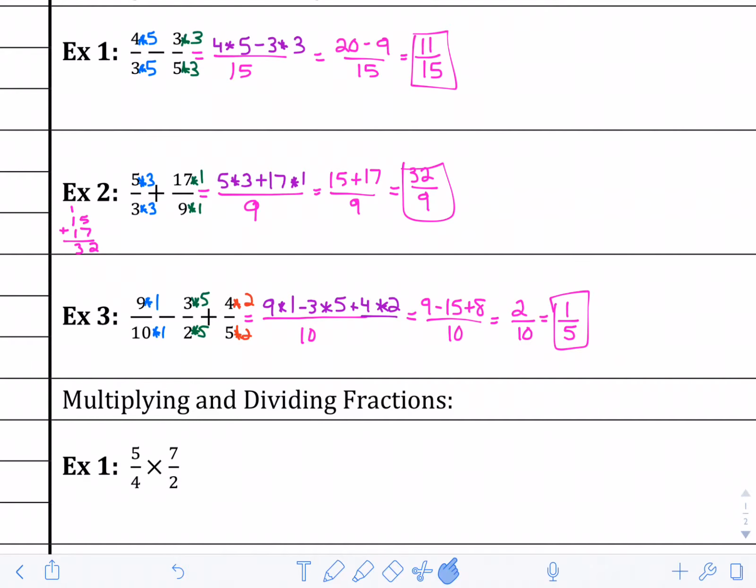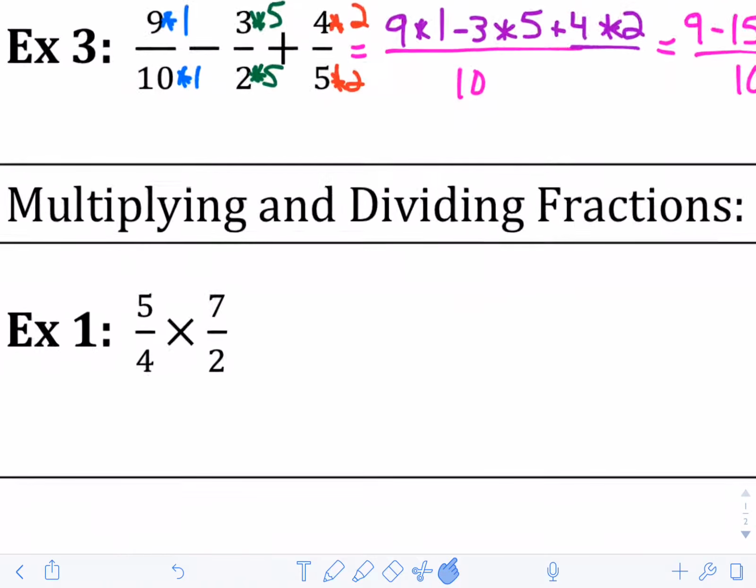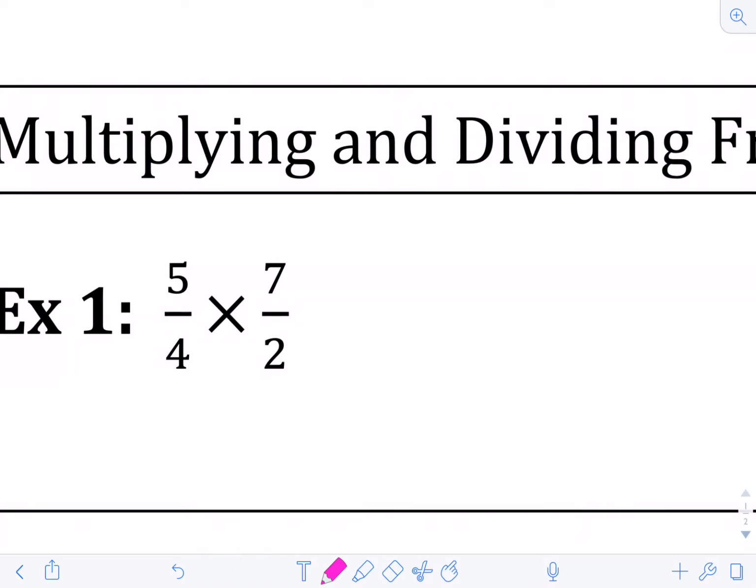So that's how you add and subtract fractions. Just make sure you have your common denominator. Now, whenever you're multiplying, you can just multiply straight across. And if there's anything you can reduce in the diagonals or in the numerator and denominator, you want to reduce that before multiplying. It makes it a lot easier.